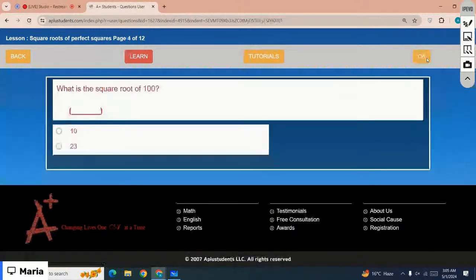What is the square root of 100? Which is the correct option? Yes, that is 10 times 10 equals 100. So the correct option is 10. Square root of 100 equals 10.